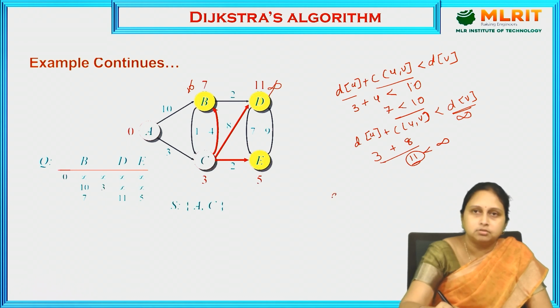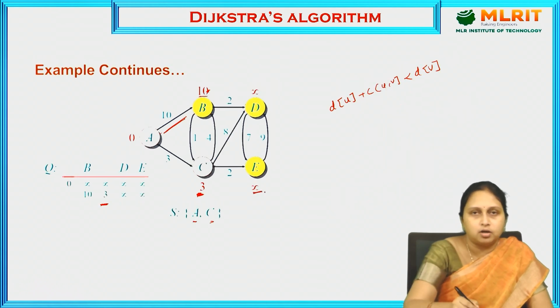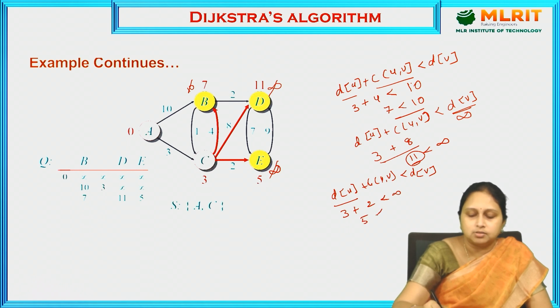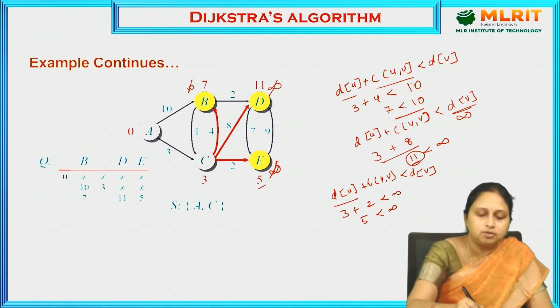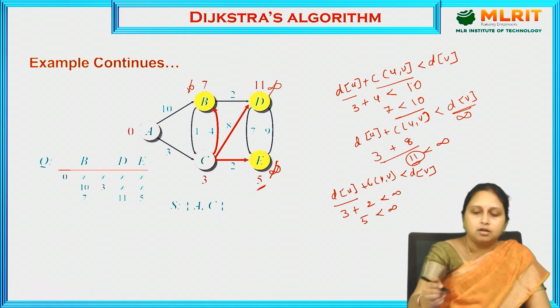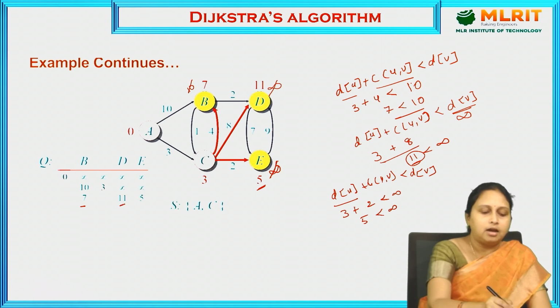Now C to E, in the same way, D of U plus C of U comma V is less than D of V. D of U is 3 plus cost of this one is 2, less than D of V, whose previous value was infinity, right? Still we have not replaced anything. Now this is 5, less than infinity. So I am going to replace infinity with 5. Now place all these values in the next row. Here we have 7, then we have 11 at D, and E we have 5.